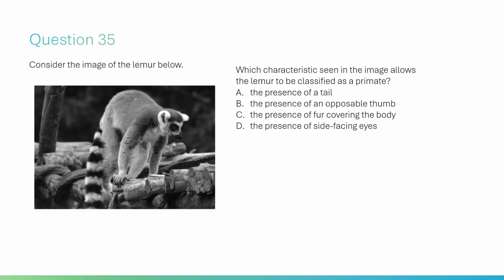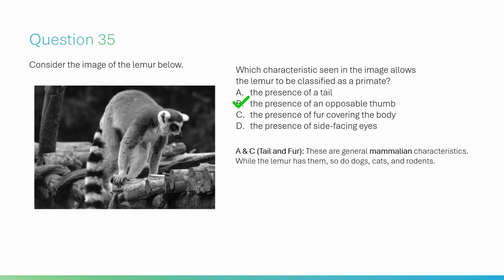The correct answer is B, the presence of an opposable thumb. To solve this using the syllogism approach, we can break down why the other options fail as distinguishing characteristics for the primate order. A and C, tail and fur, these are general mammalian characteristics. While the lemur has them, so do dogs, cats, and rodents. Therefore, they do not uniquely classify an animal as a primate.